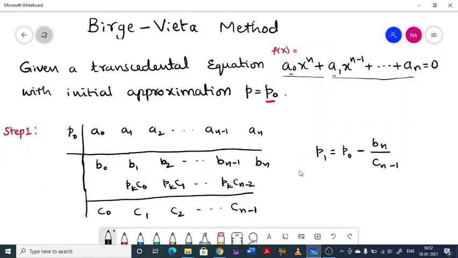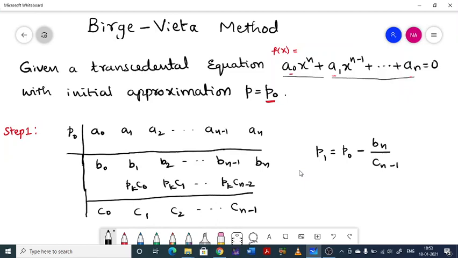Welcome everyone. In this video we are going to discuss a method to find the solution of a transcendental or polynomial equation. So in this part we are going to consider the solution of a polynomial equation. The method is named the Birge-Vieta method.